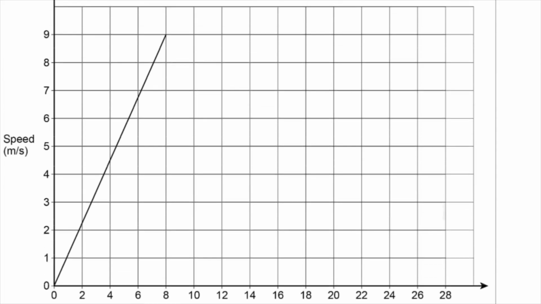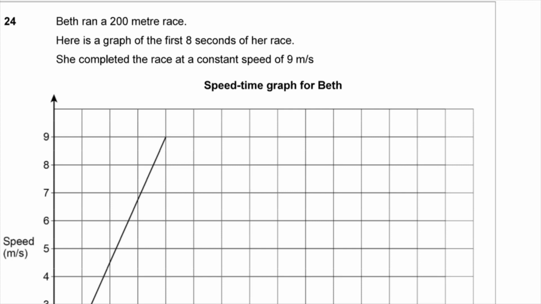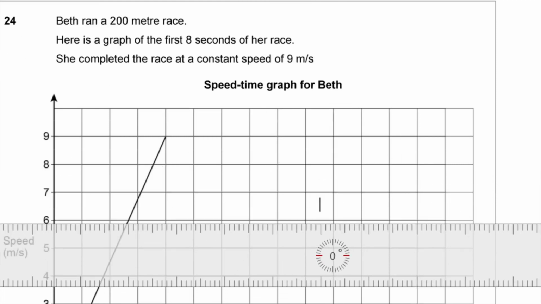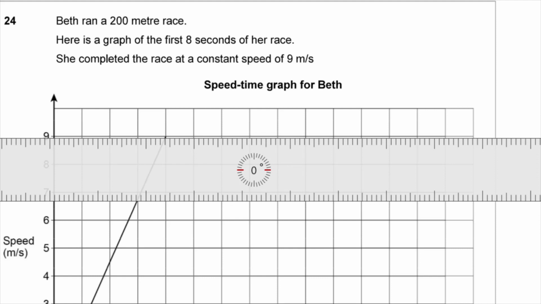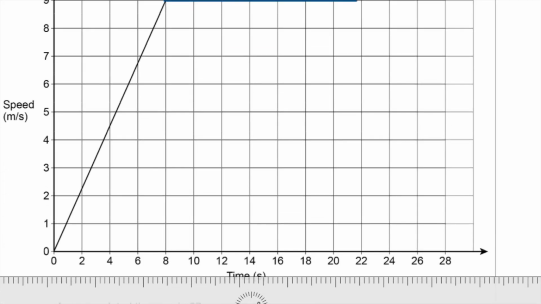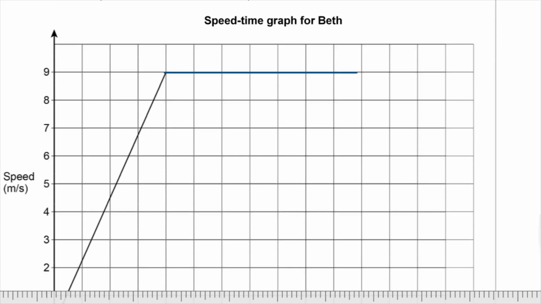Okay, so we were told that Beth continues the race at 9 meters per second. So I can get a ruler out and draw the rest of her speed time graph. So it's just going to flatline after there. So the rest of the graph is going to be a flat line until she finishes. I'm not quite sure when she finishes. Maybe we should work that out. So she's got to cover 200 meters.